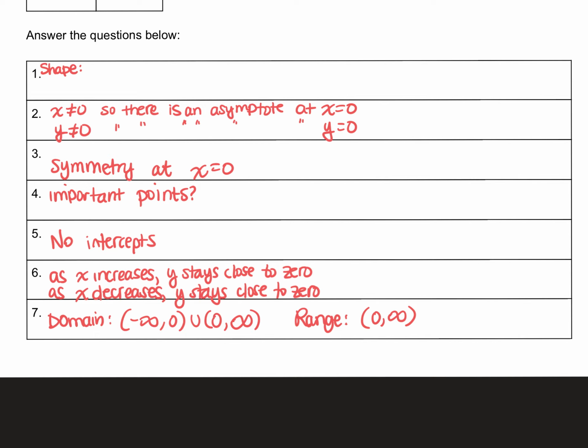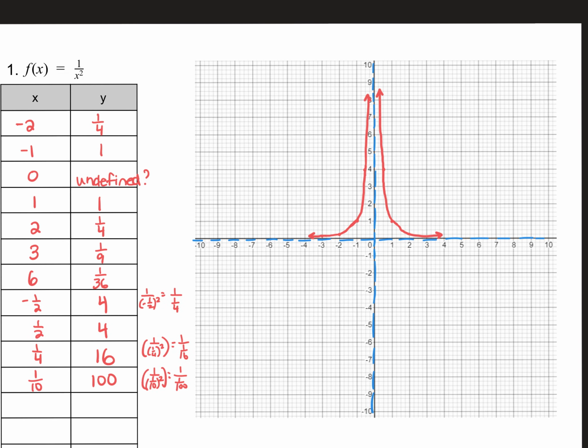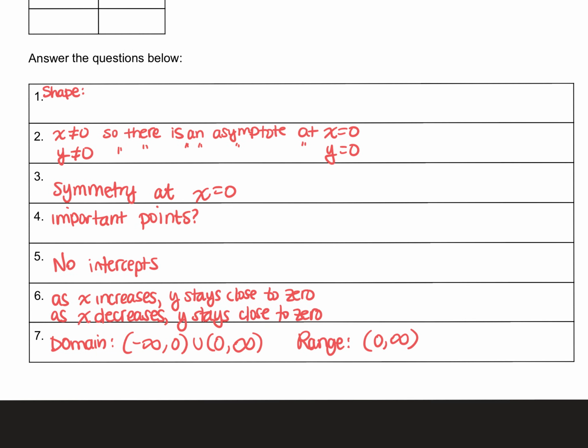There are no intercepts. As x increases and decreases, look at your graph. As x increases, as our x value gets larger, our y value stays real close to 0. And as our x value decreases, as x goes to the left, our y value still stays really close to that x-axis, so it stays close to 0. And then finally, the domain is going to be negative infinity to 0 and 0 to infinity, and your range is everything from 0 to infinity.